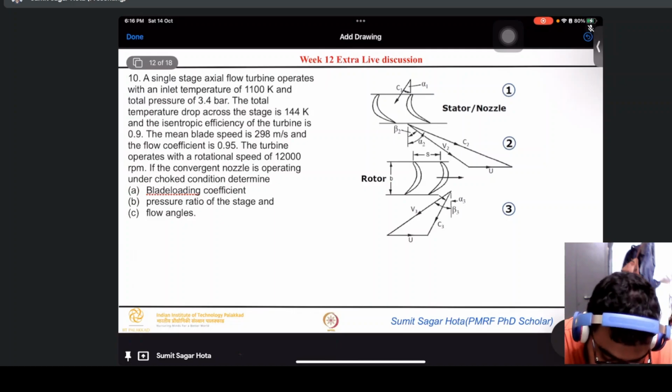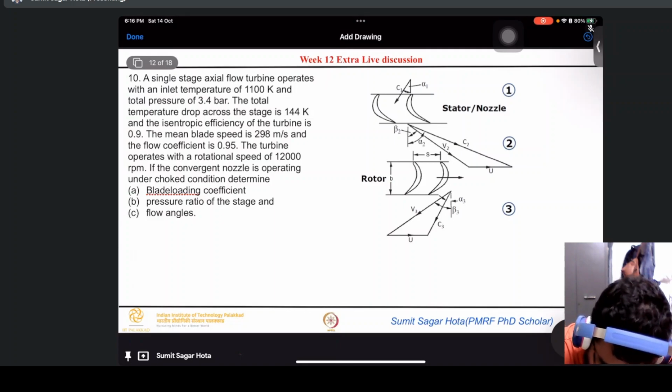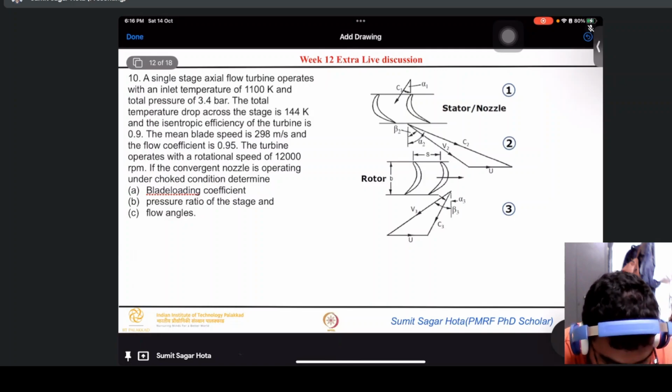The question is: a single stage axial flow turbine operates with an inlet temperature of 1100 Kelvin and total pressure of 3.4 bar. The total temperature drop across the stage is 144 Kelvin and the isentropic efficiency of the turbine is 0.9. The mean blade speed is 298 meters per second and the flow coefficient is 0.95. The turbine operates with a rotational speed of 12,000 rpm. If the convergent nozzle is operating under choked condition, determine the blade loading coefficient, pressure ratio of the stage, and the flow angles.